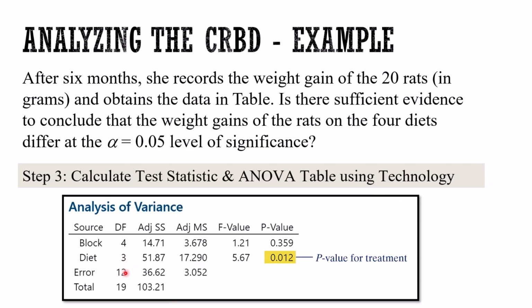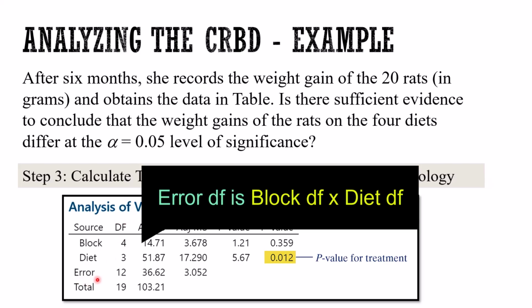As for the DF for error, that value is really 4 times 3. It's 4 multiplied by 3 that gives us the DF for error.